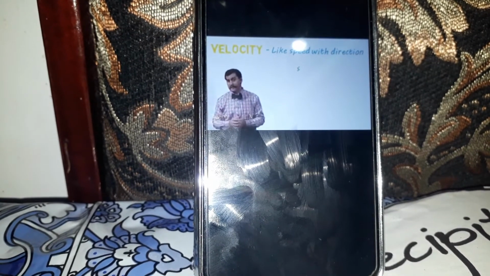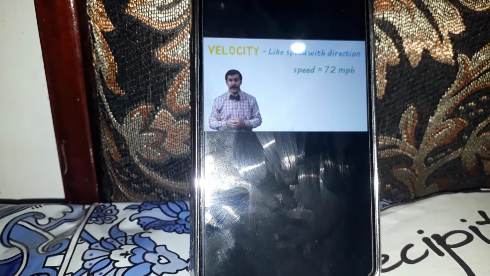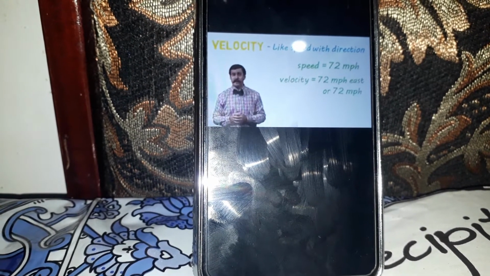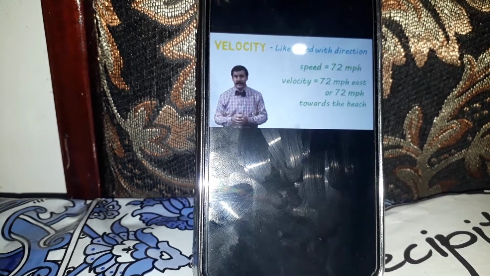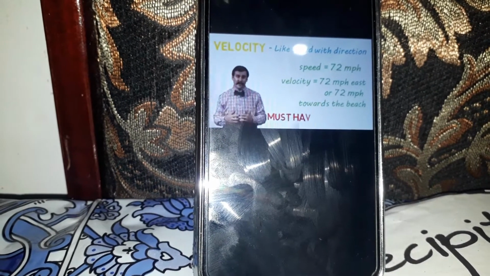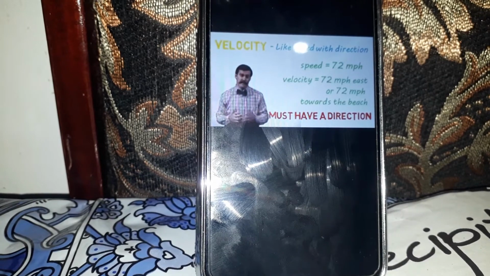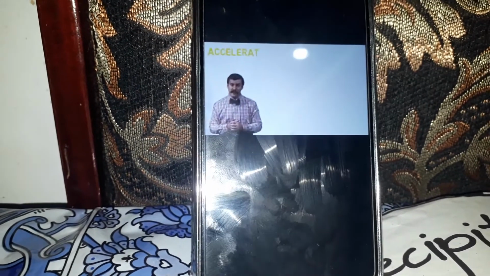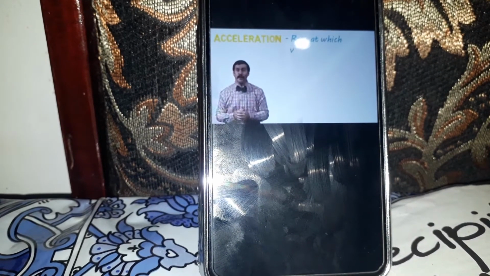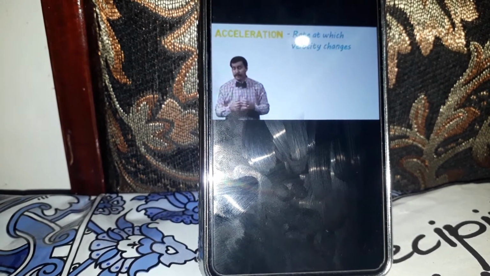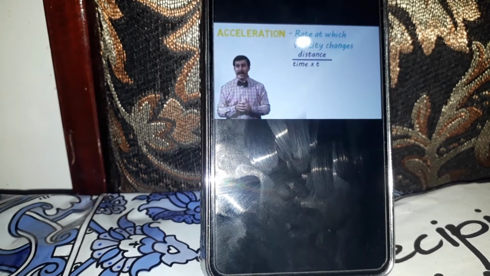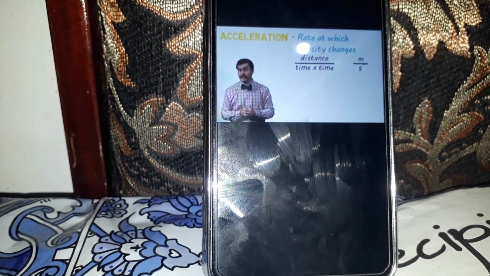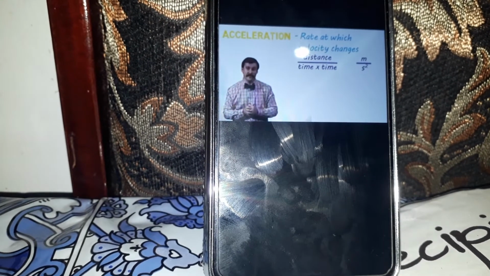So while your speed may have been 72 miles per hour, your velocity was 72 miles per hour east, or 72 miles per hour towards the beach. There just has to be some direction attached to the speed to make it a velocity. With that knowledge in hand, you're now ready to understand acceleration, which is simply the rate at which velocity changes. It's represented as distance per time, or distance per time squared. For example, meters per second squared are common units for acceleration.